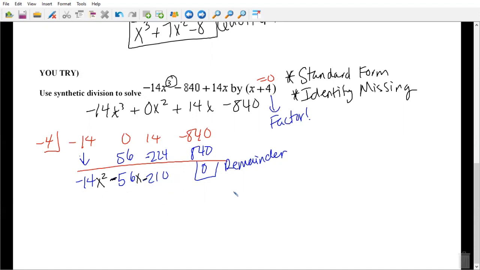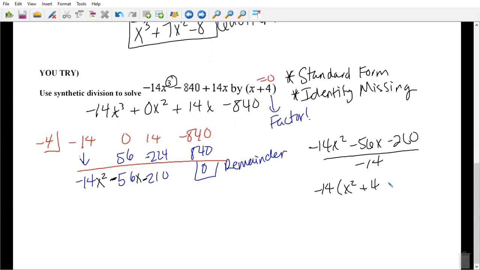This is not fully factored, so I'm going to factor that. So we have -14x squared minus 56x minus 210. I can factor out -14. That leaves you with -14 times x squared plus 4x plus 15.